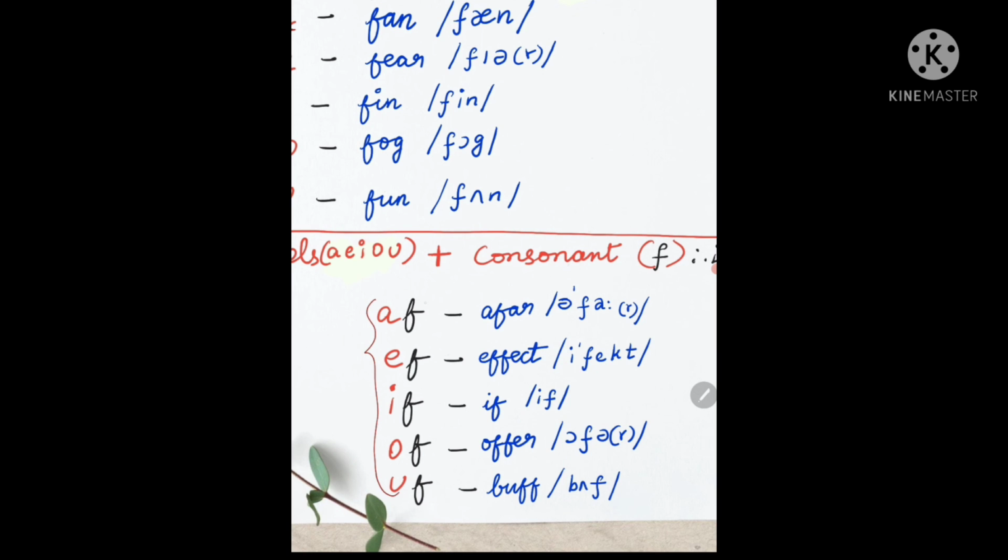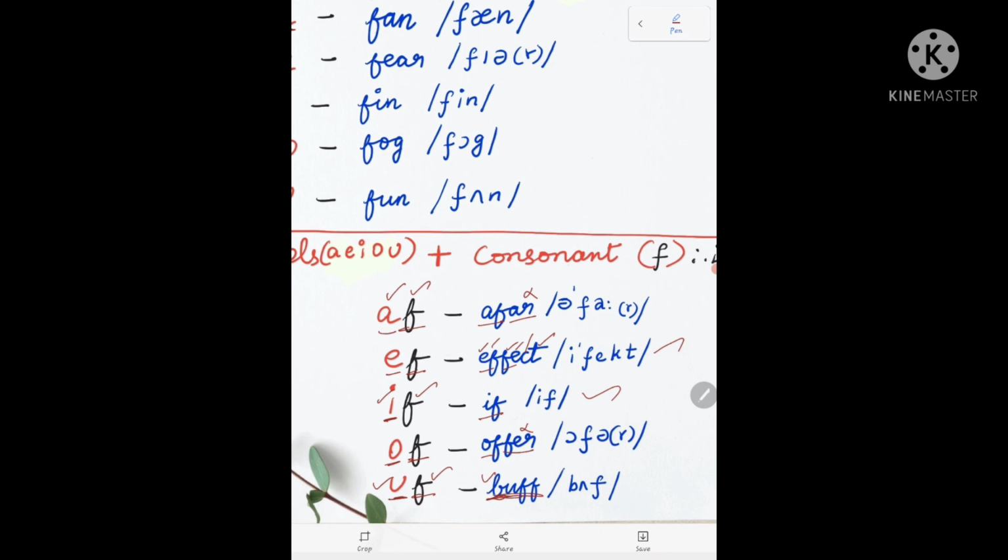Okay, let us see this. This is vowel sounds and this is if sound. A if, af, r silent. E if, fe, see, ik, t, it, effect. E if. Or if, offer, r silent, offer. A if, af, a if, b, b, b, if, buff, b af, buff. Okay, that's it.